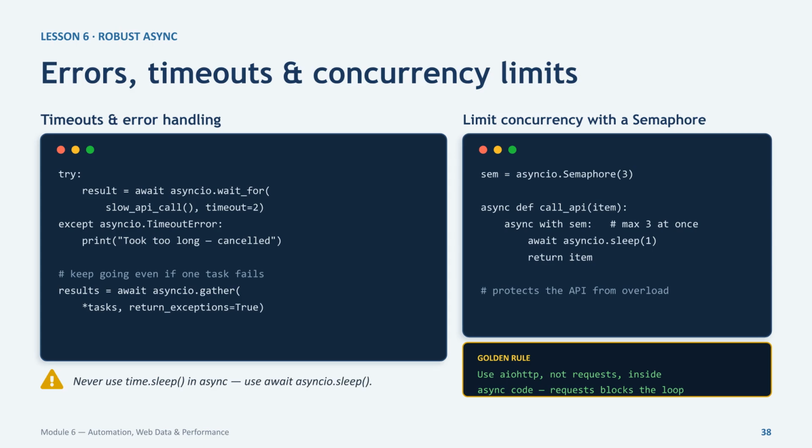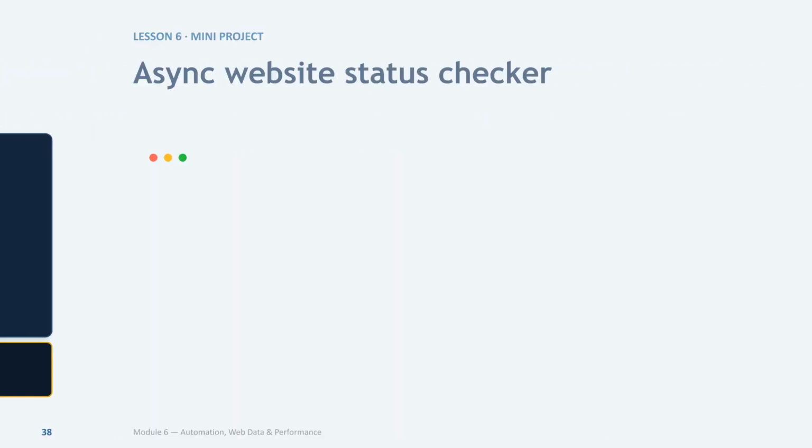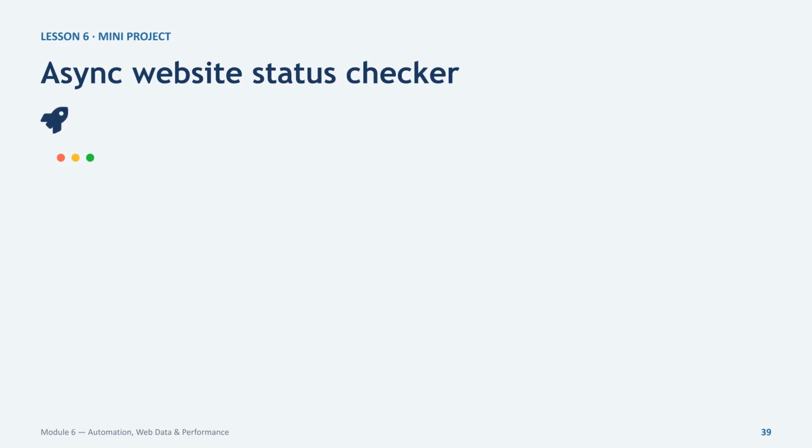Production async code must be robust. Use wait_for to set timeouts so tasks don't hang, and return_exceptions in gather to ensure one failure doesn't crash everything. Finally, limit concurrency with a semaphore, and remember to use aiohttp rather than the standard requests library to avoid blocking the event loop. Our final project is an async website status checker.